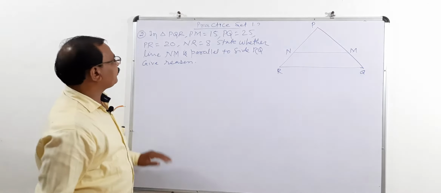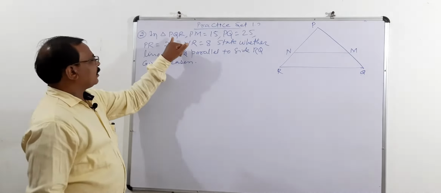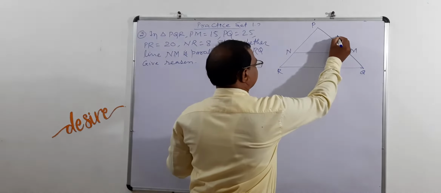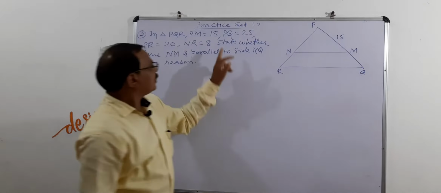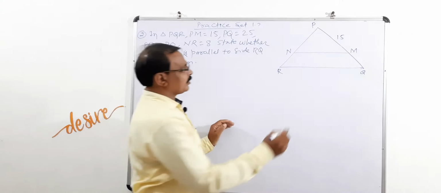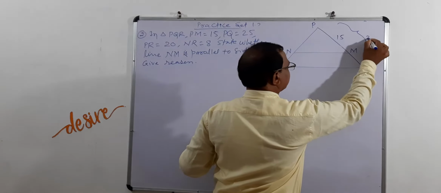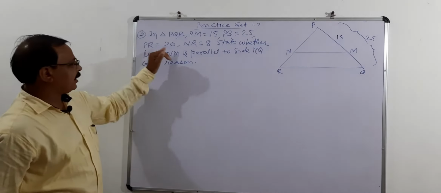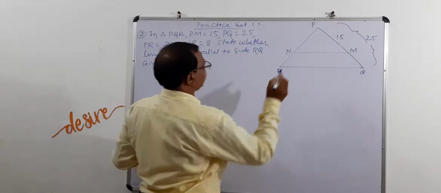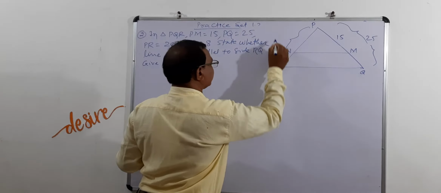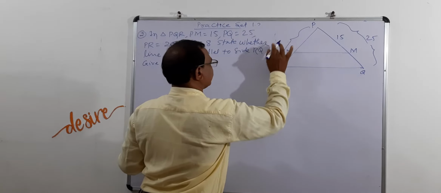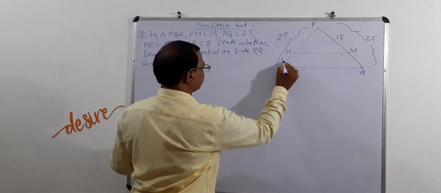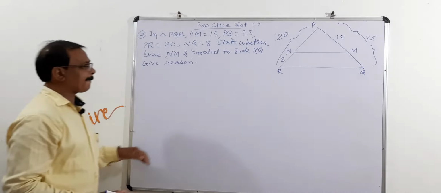Here in this problem, PM is equal to 15 is given to you. Suppose PQ is equal to 25, the whole value here, 25 is given. PR is equal to 20, this is the complete PR, and NR value is given as 8. Okay.